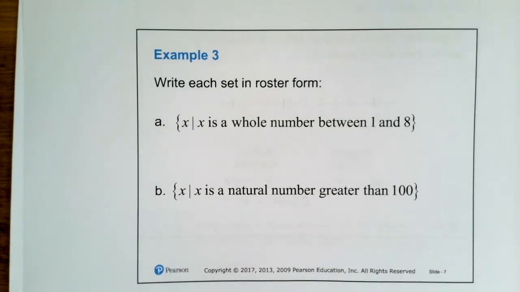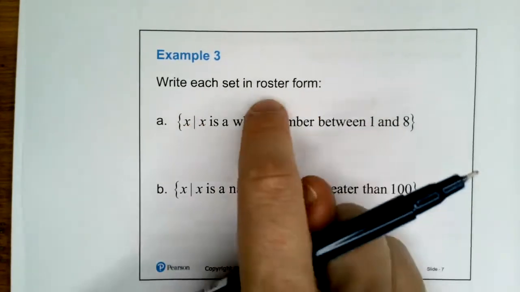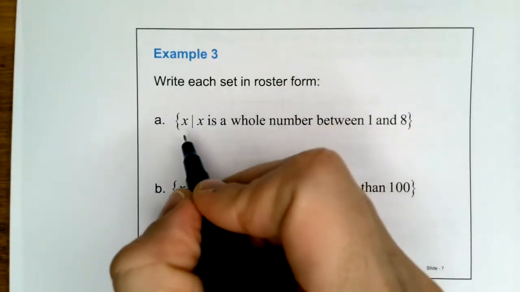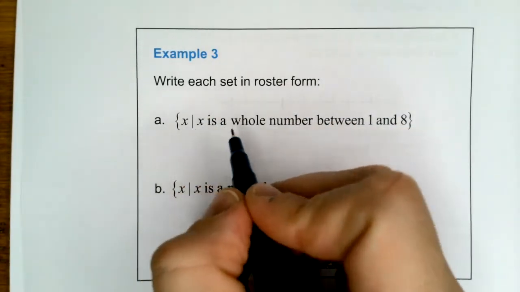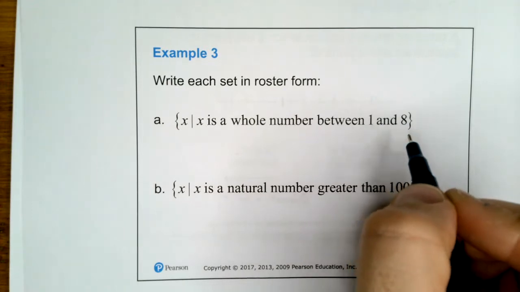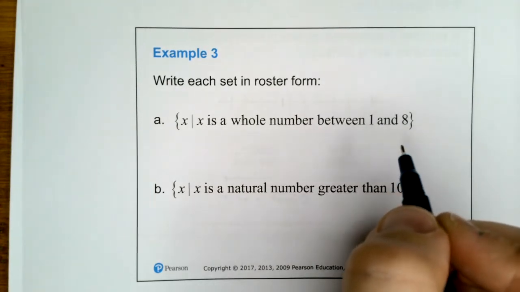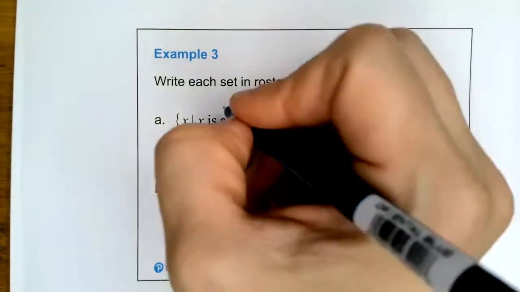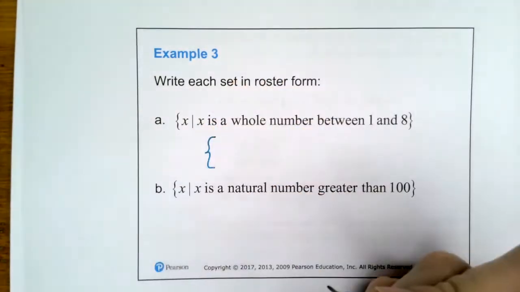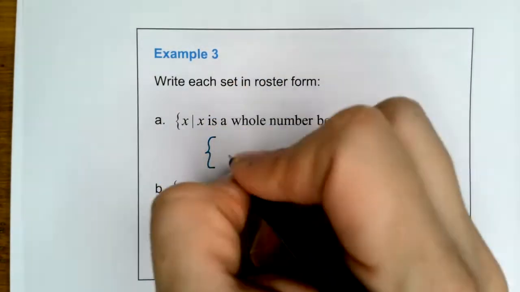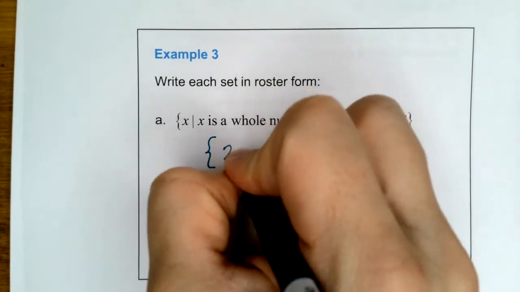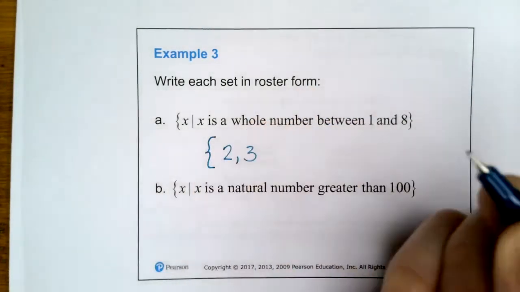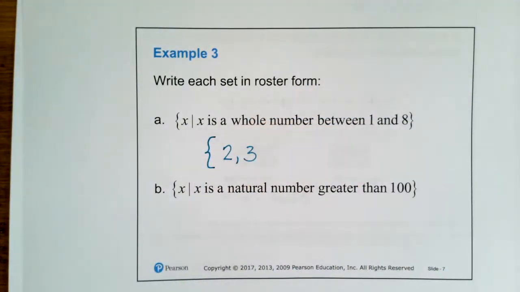All right, for the examples, write each set in roster form. So they are currently in set builder notation, which is the description, and we're going to put it into roster form. X such that X is a whole number between 1 and 8. So we still use those brackets, a whole number between 1 and 8. So I'm not going to include 1. I'm going to start with 2 and only use whole numbers. So that does mean I need to go back to this.